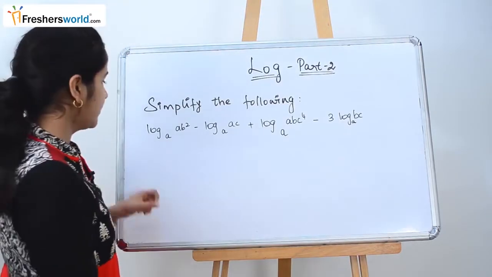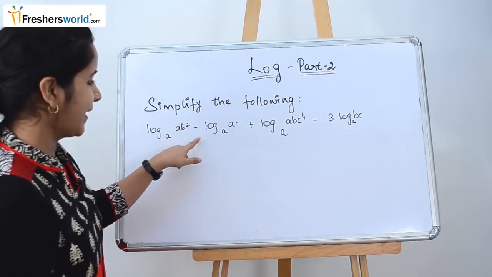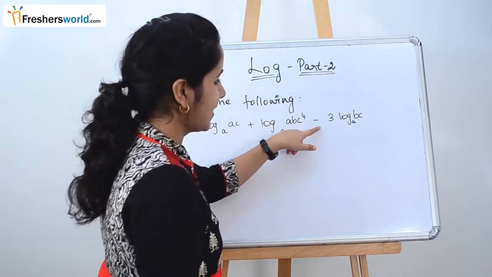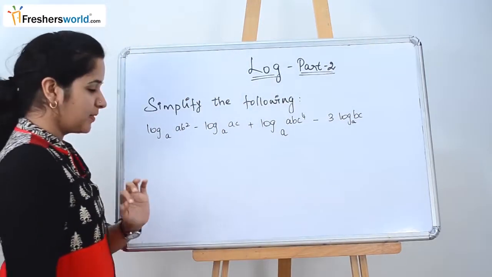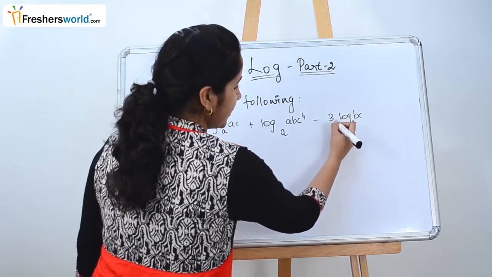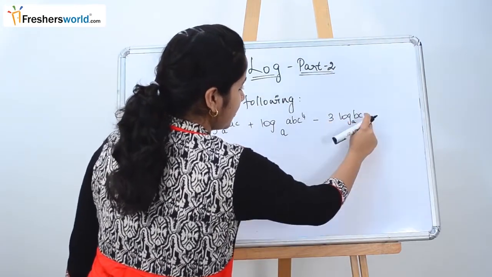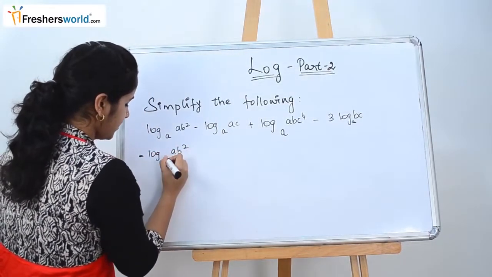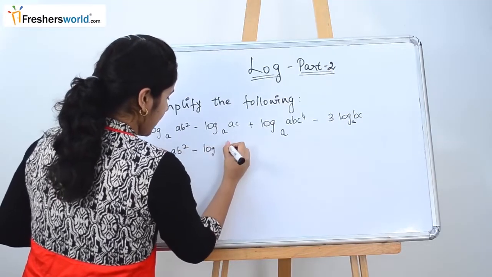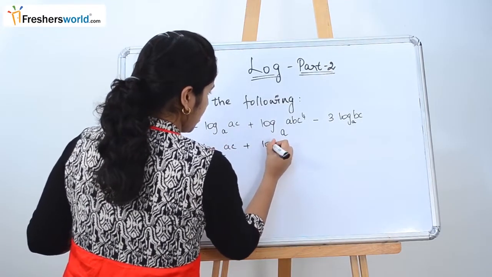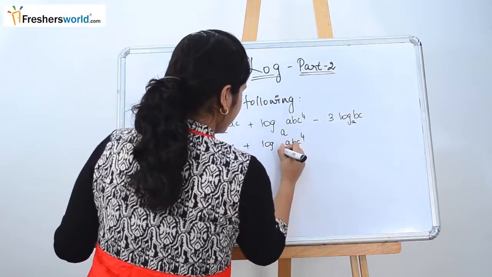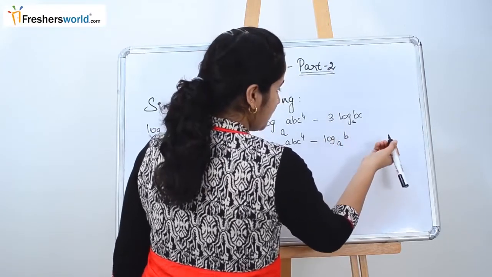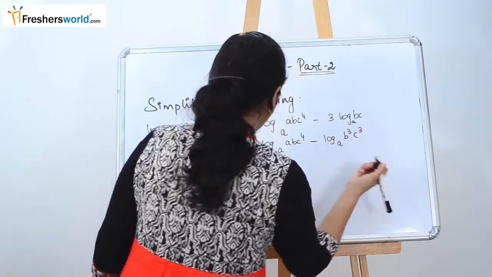The next question that they have given is log AB square to the base A minus log AC to the base A plus log ABC power 4 to the base A minus 3 log BC to the base A. So we have to simplify this. First, 3 log BC to the base A, so we're going to take 3 over the power of BC. So it can be rewritten as log AB square to the base A minus log AC to the base A plus log ABC power 4 to the base A minus log A, BC the whole power cube, which is nothing but B cube and C cube.